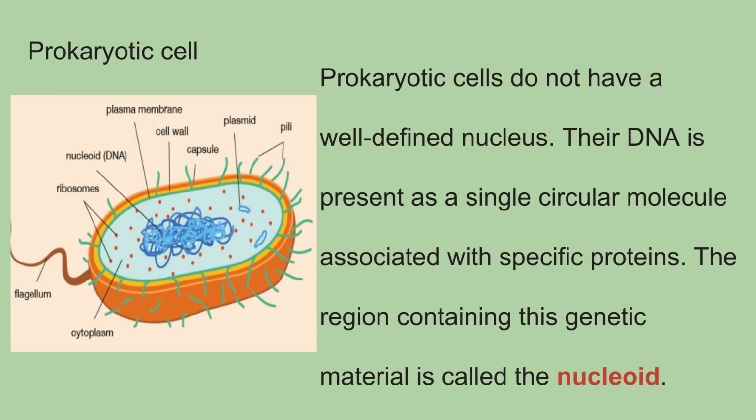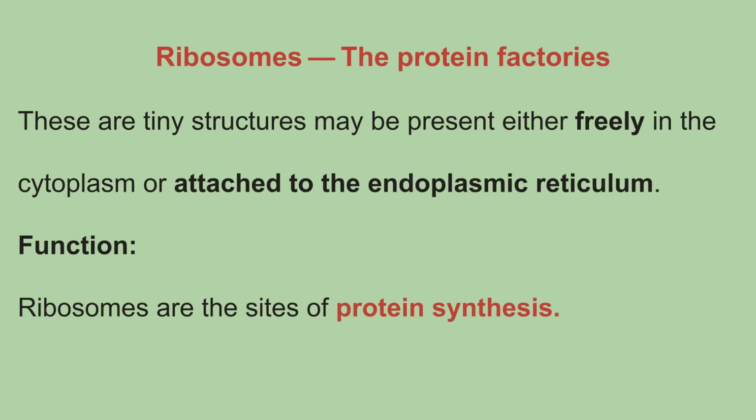Prokaryotic cells do not have a well-defined nucleus. Their DNA is a single circular molecule in a region called the nucleoid, as illustrated in this diagram of a prokaryotic cell. Ribosomes are tiny structures, often called the protein factories. They can be found freely in the cytoplasm or attached to the endoplasmic reticulum. Their primary function is protein synthesis.